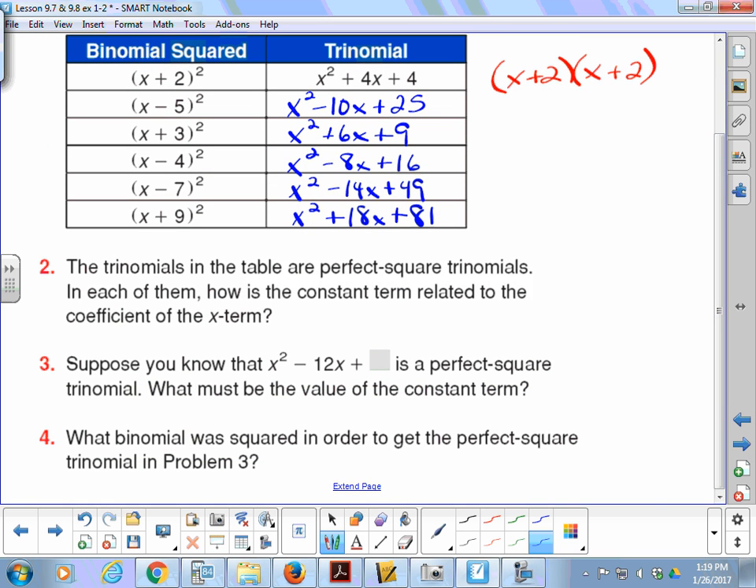Okay? So the trinomials in the table are perfect square trinomials. In each of them, how is the constant term related to the coefficient of the x term? All right? And so here's what it is. It's half the coefficient squared. The constant term is half the coefficient of the x term squared. And we're going to write it more officially here in just a minute. Okay?